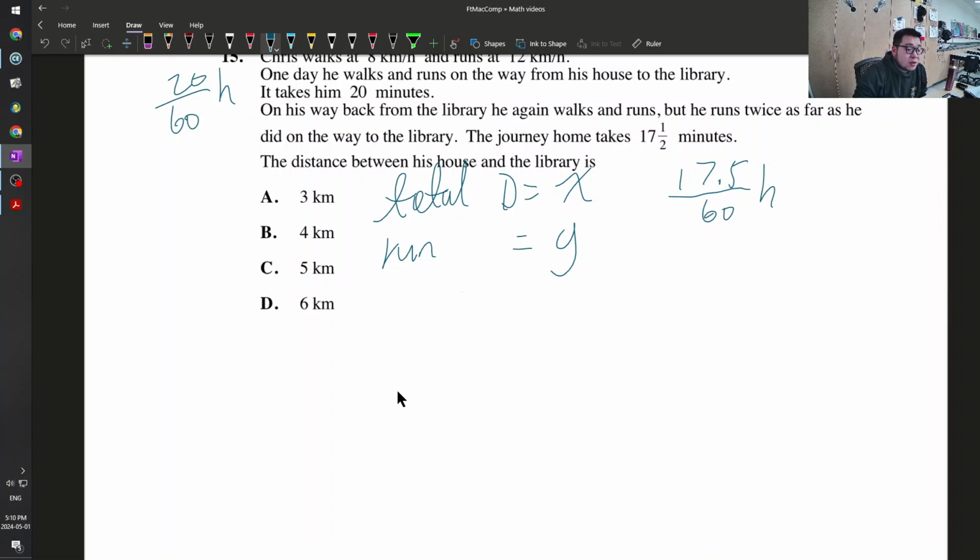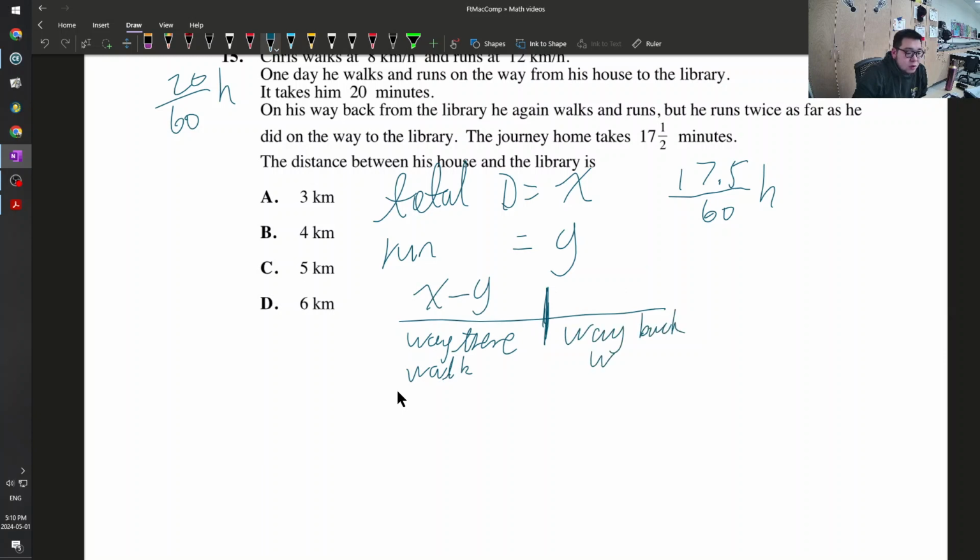So on the way there, the walk distance is equal to x minus y. On the way back, the walk distance, because the run distance is doubled, will be x minus 2y. Okay?